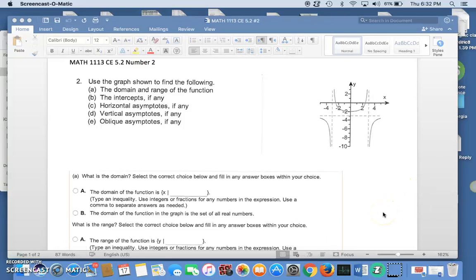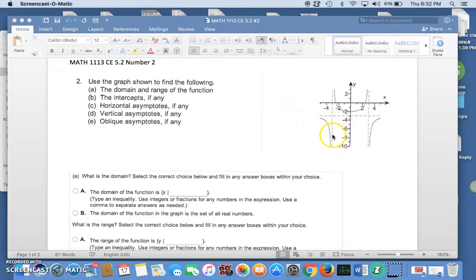Okay, 5-2 number 2. Well, let's answer these questions and I'll kind of be going through it and answering. These are just more or less answering about this diagram that's here. The domain and the range. The domain, these two dotted lines that are vertical are going to affect the domain.